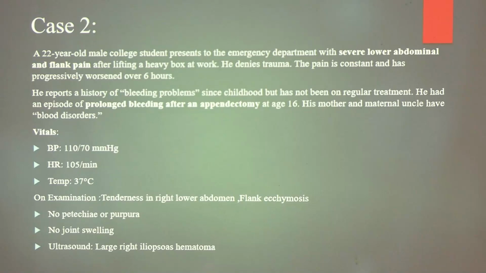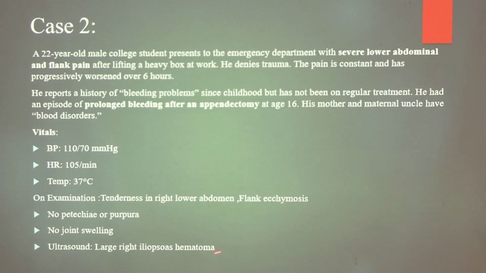Vitals: okay, these are the vitals. BP is normal here, heart rate also okay, body temperature is okay, that means no fever. On examination there is tenderness in the lower abdomen, and flank ecchymosis is there. Where is the flank located? Which side is the flank? The flank is the back side, where our kidneys are. Then no petechiae or purpura, no joint swelling. In ultrasound they found a large right iliopsoas hematoma.